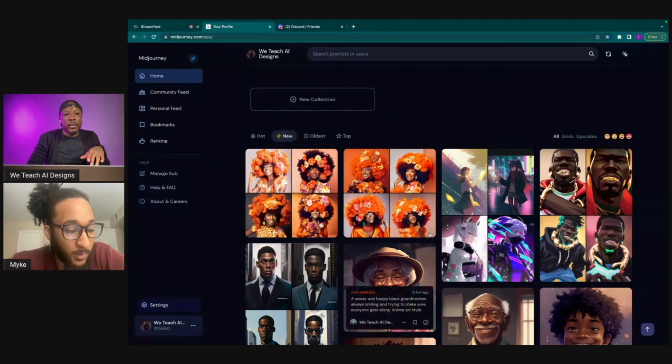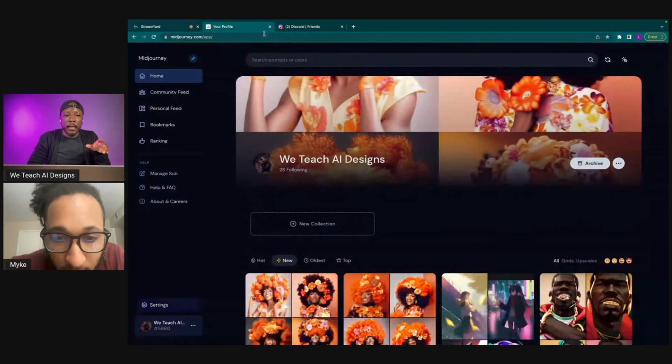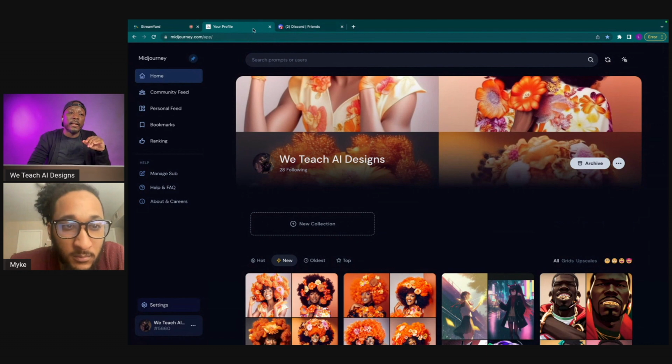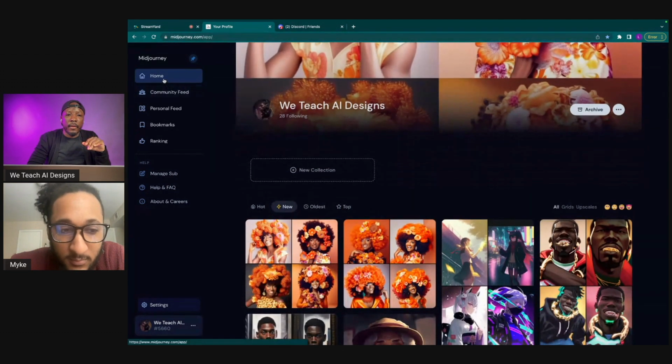Okay, perfect. So this is me on midjourney.com. I always keep two tabs open, two tabs right here. I signed into my Midjourney account, make sure I'm at the home page.